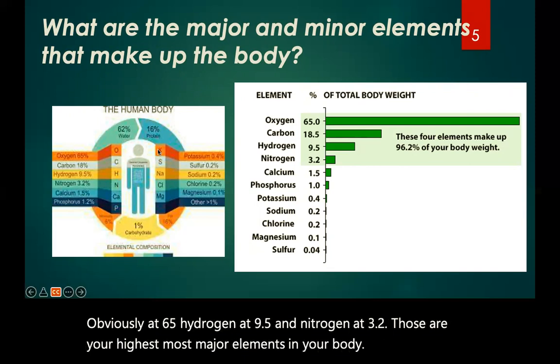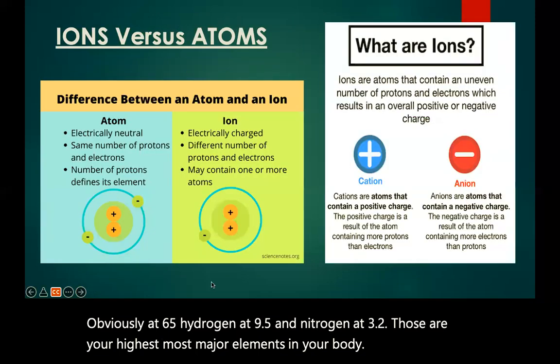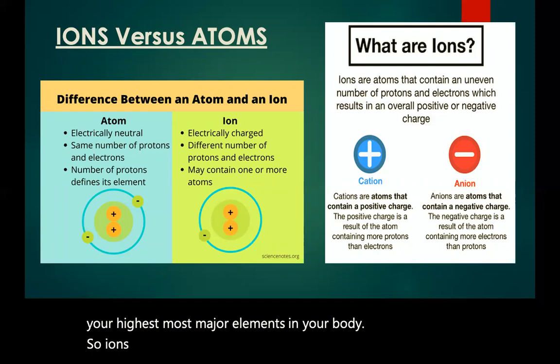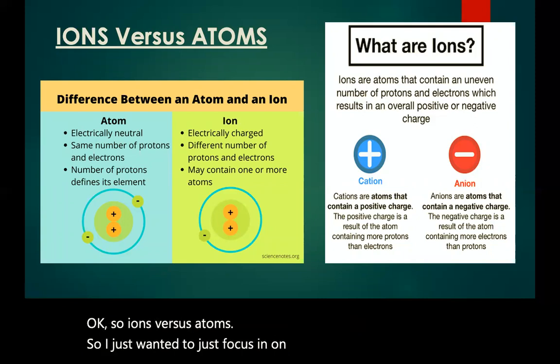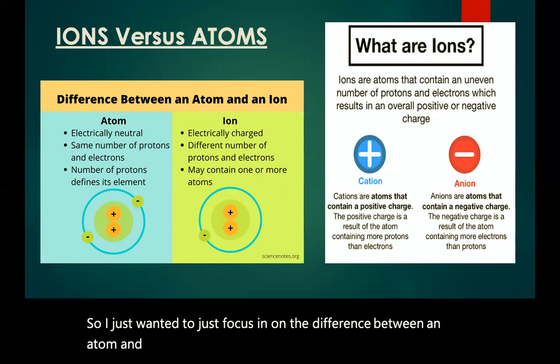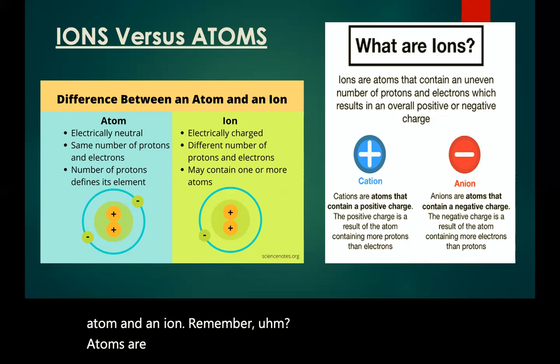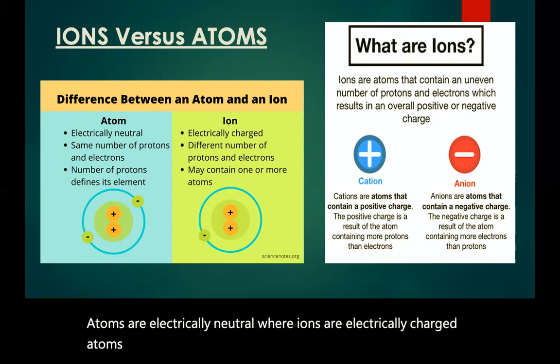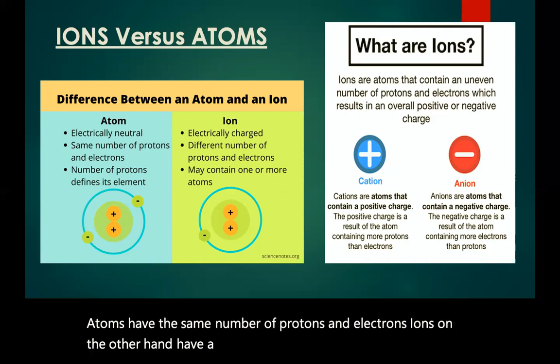So, ions versus atoms. I just wanted to focus in on the difference between an atom and an ion. Remember, atoms are electrically neutral, whereas ions are electrically charged. Atoms have the same number of protons and electrons. Ions, on the other hand, have a different number of protons and electrons.